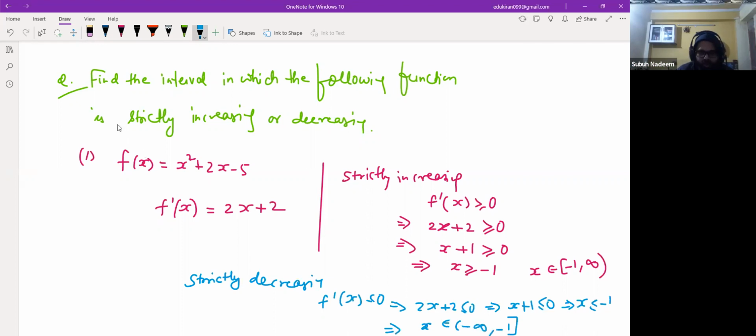And interestingly, this is a quadratic. From 11th, you know that the graph of quadratic is something like this. This is an upward opening parabola. So this is a point where this value is x is minus 1.